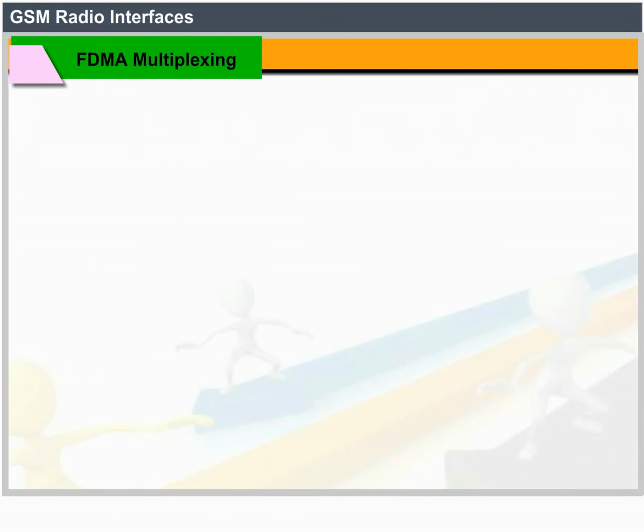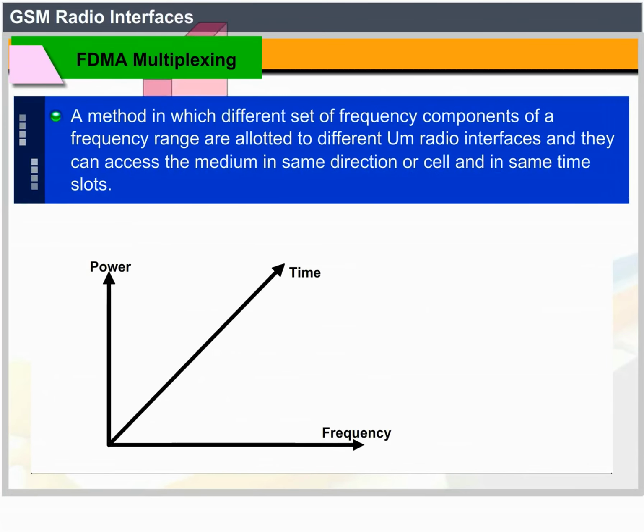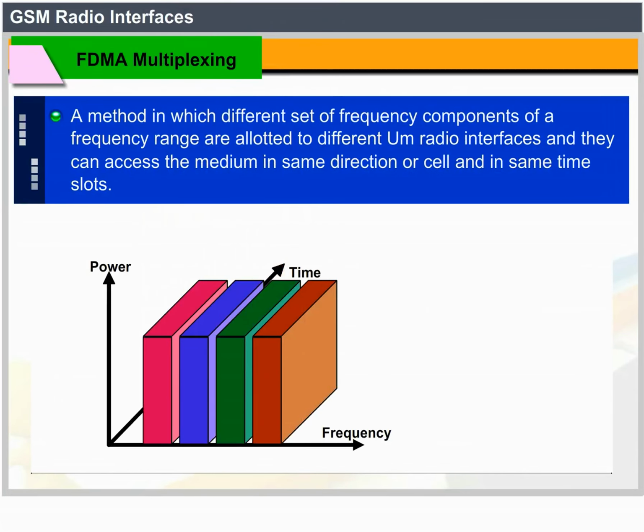FDMA multiplexing is a method in which different sets of frequency components of a frequency range are allotted to different radio interfaces, and they can access the medium in the same direction or cell and in the same time slots.